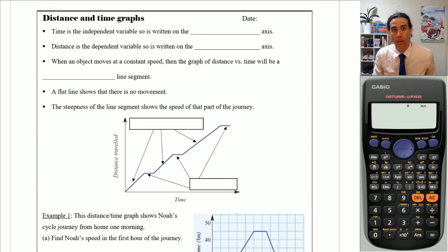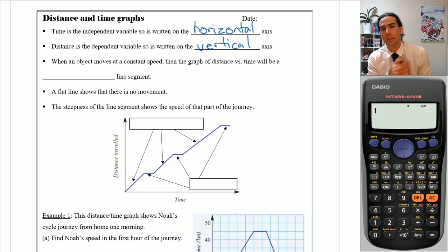Distance and time. Time is the independent variable, so it's the variable that determines your position. So it's written on the horizontal. Distance depends on time, so it's on the vertical. That's something from science. Independent on the horizontal, dependent on the vertical. When an object moves at a constant speed, the graph will be a straight line.